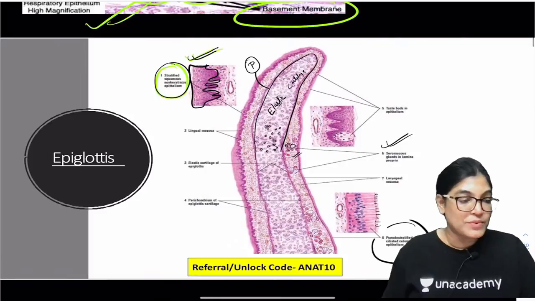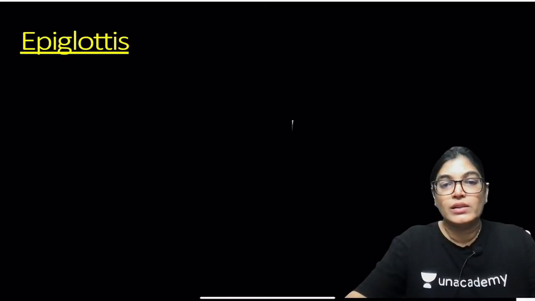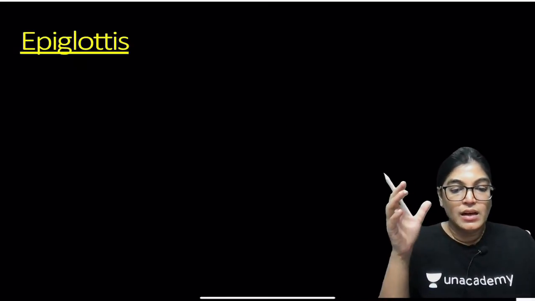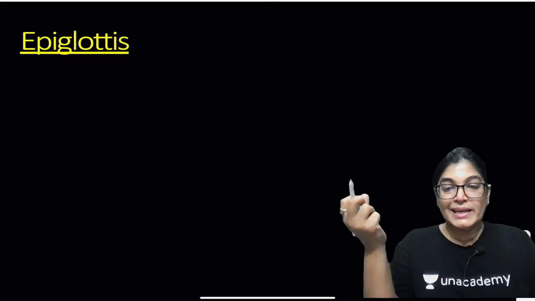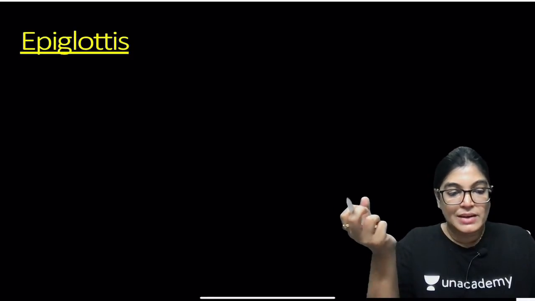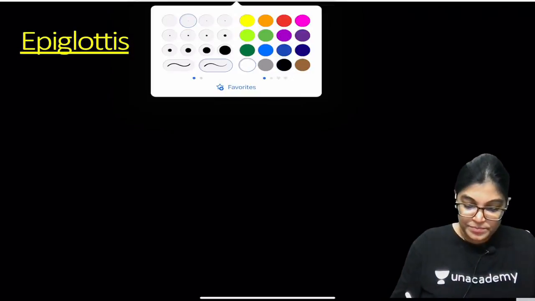So let me write these features so that you can revise them. Write on epiglottis detail. Respiratory epithelium we have done, and all the cells which I have explained just now are involved in cleaning up dust particles so that they do not reach the interior of the respiratory tract. Also, there are vascular plexuses, and all these moisten the effect of the glands. So, let's see the epiglottis detail.